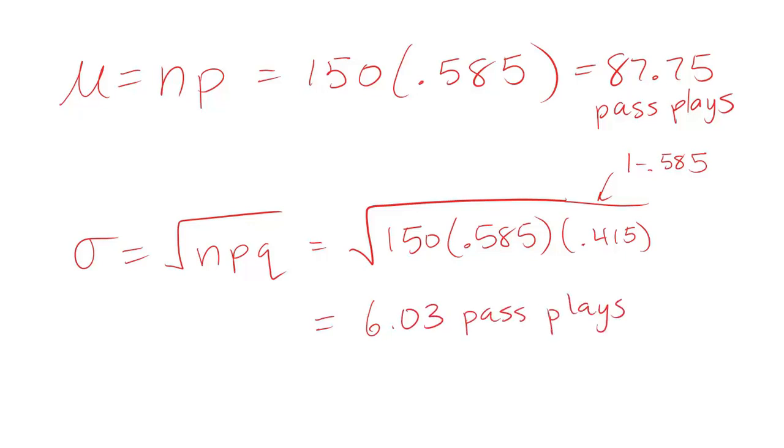So two standard deviations would be about 12. So adding 12 to the mean would be about 100. It would be pretty rare to get more than 100 pass plays. You could also take that standard deviation the other way. You could subtract 12 plays.